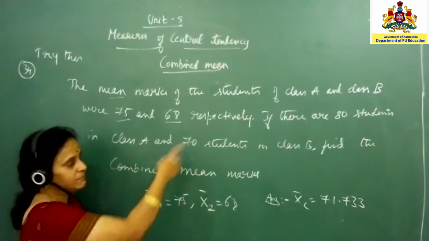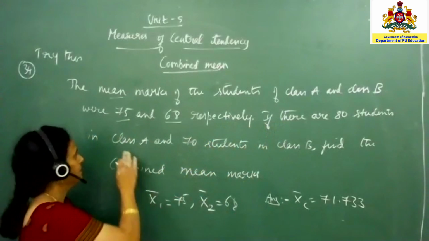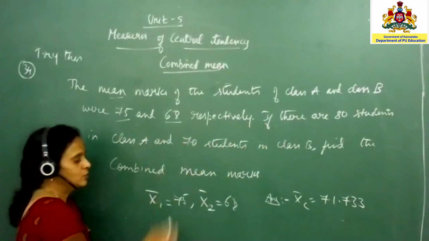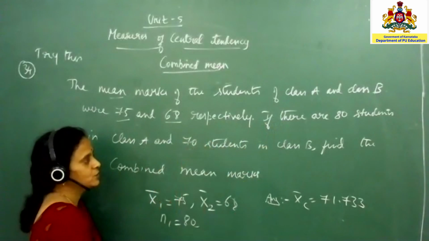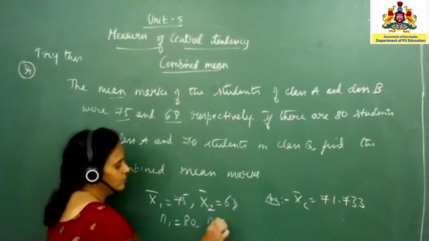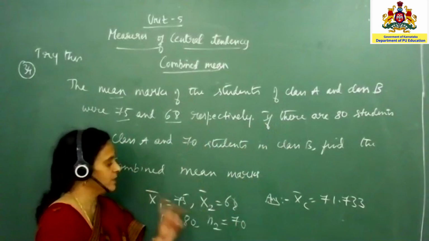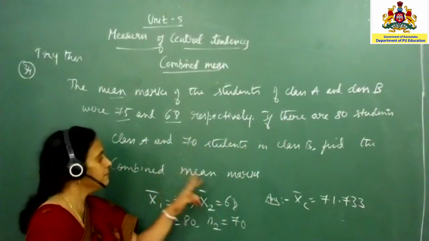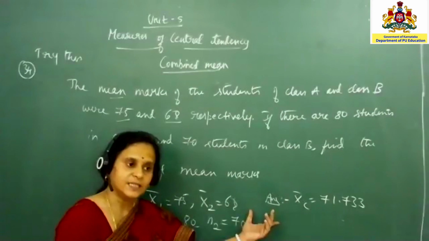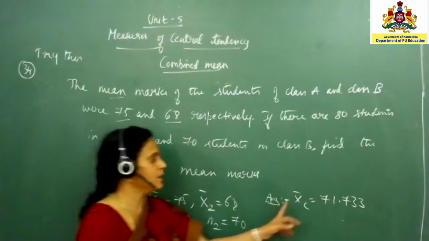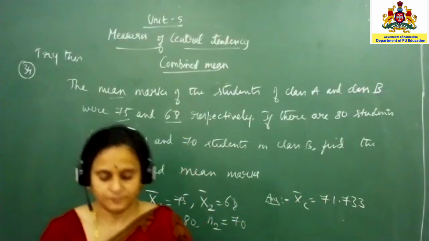Next, more data is given in the second line. There are 80 students in class A, so N1 I'll take as 80, and 70 students in class B, so N2 I'll take as 70. The whole data is ready: N1, N2, X bar 1, X bar 2. We have to find the combined mean of both the classes. Work it out the same way using the combined arithmetic formula. We get the answer 71.733. So try this problem.